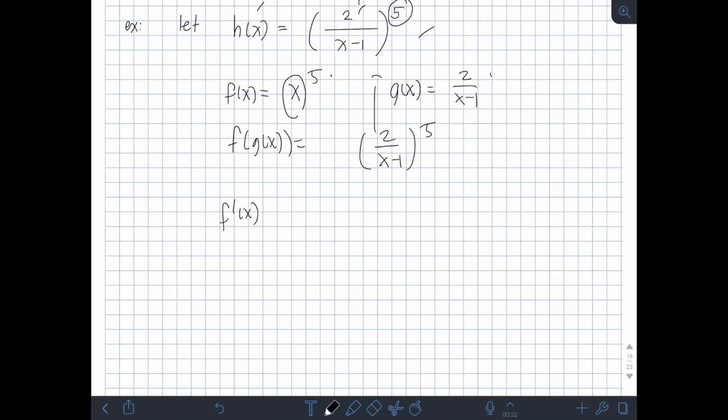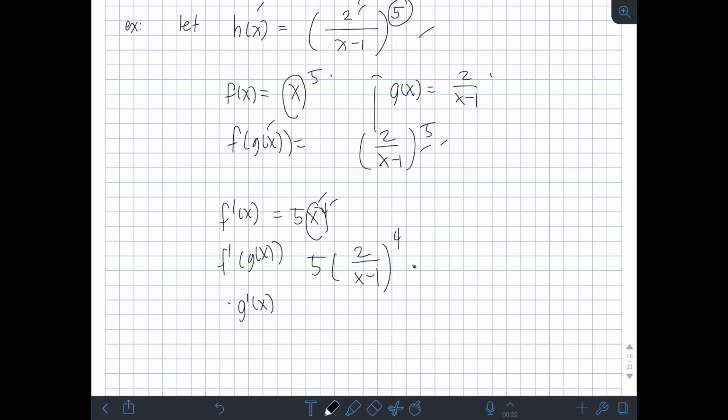So, what is the derivative of f of x? x to the 5th, its derivative is 5x to the 4th. Then we evaluate it at g of x. Replace the x here with the entire g of x, which is 2 over x minus 1. So, 5 times 2 over x minus 1 raised to 4, times, what's missing is we multiply by the derivative of the inside function, 2 over x minus 1.